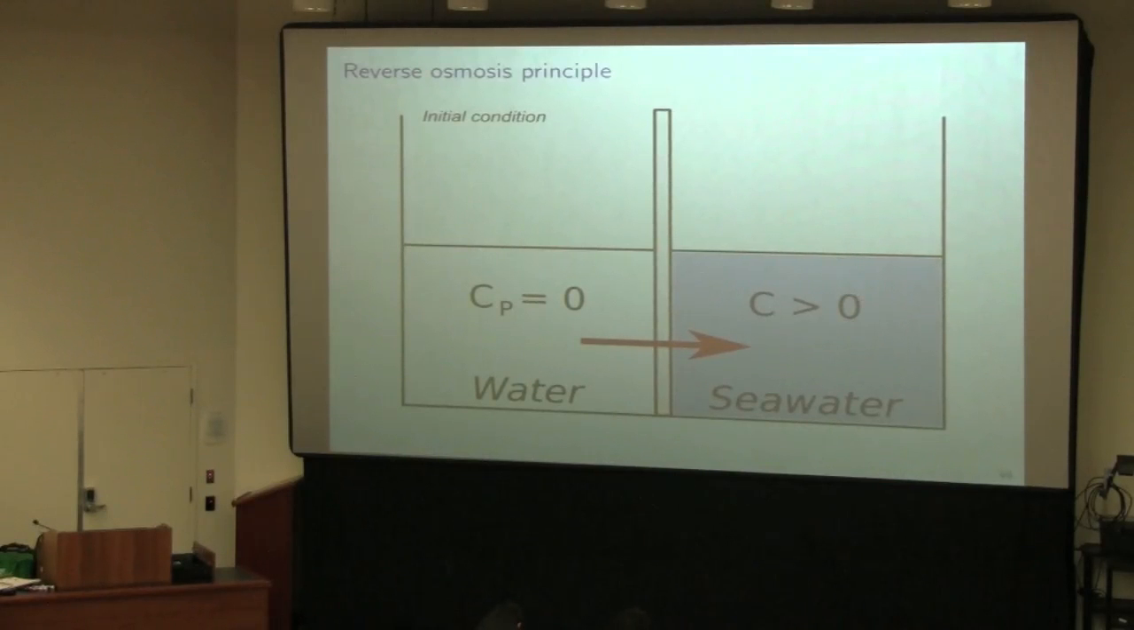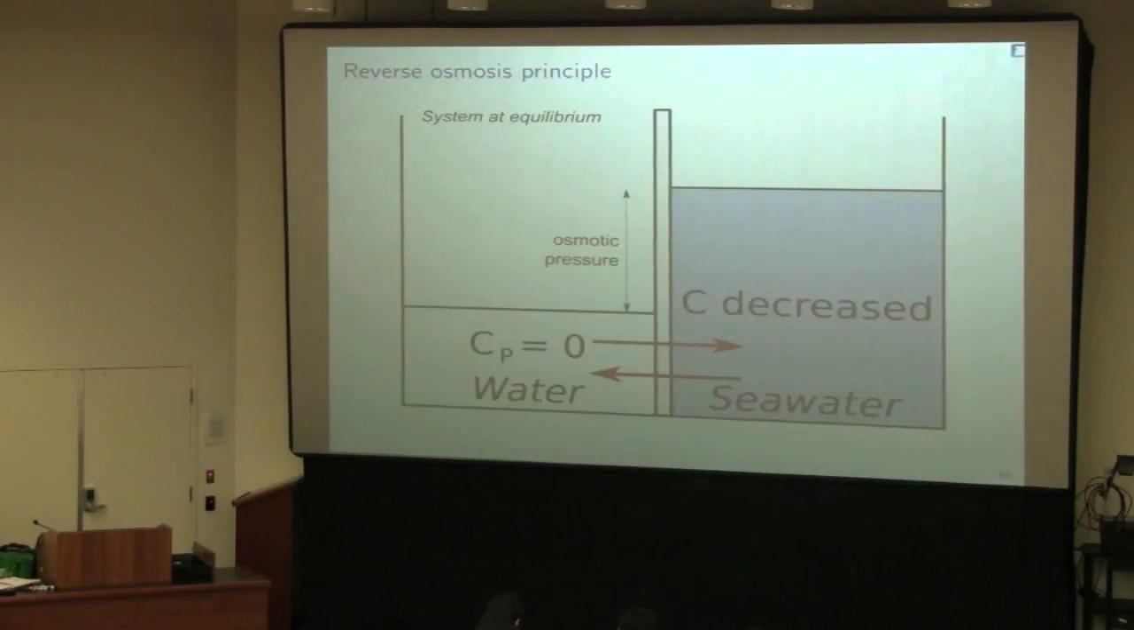So that water will start to move through the membrane, diffuse through the membrane, and start to neutralize the dissolved salts on the right. And what we'll end up with is a situation where you have a drop in the water level on the left-hand side.